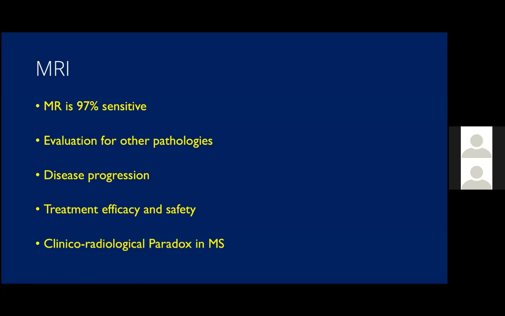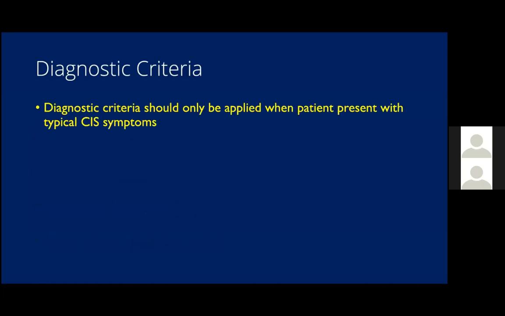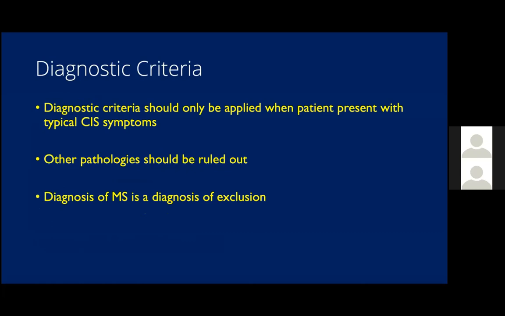And there is another term called clinical radiological paradox in MS. It means that sometimes the clinical symptoms of the patient and radiological imaging don't match. So sometimes they don't have the same findings as we see in clinical examination or in MRI. So that is called clinical radiological paradox in MS. We will discuss it later on in the slides. So diagnostic criteria should only be applied when the patient presents with typical CIS symptoms. Other pathologies should always be ruled out. And until now, diagnosis of MS is a diagnosis of exclusion.